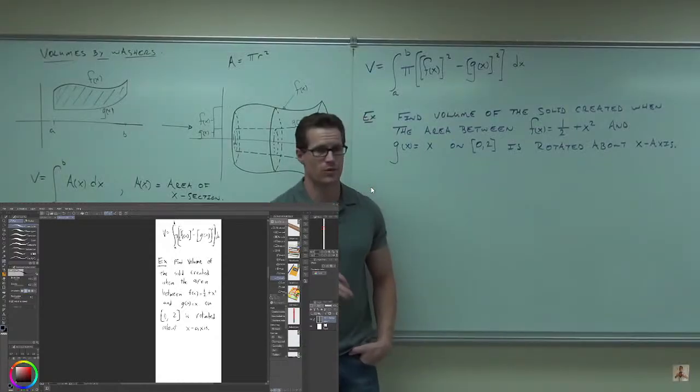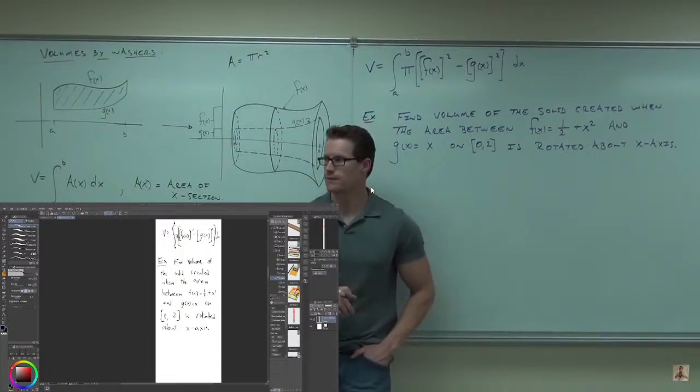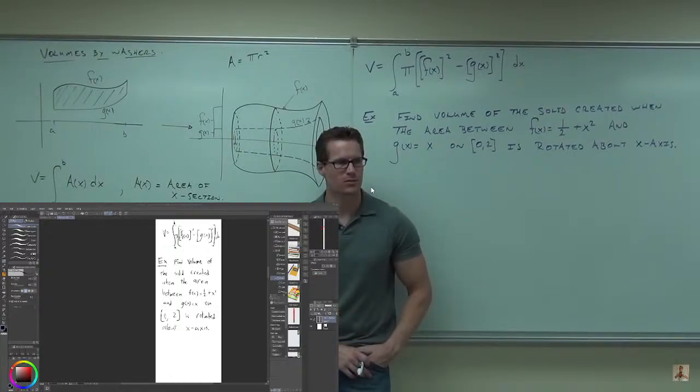Okay, now, what's important for us to know before we start this problem? Which one's on top? Why would that be important? Because the order matters. If you subtract them incorrectly, you are not going to get the right answer. You're going to get some sort of negative volume. Can things have a negative volume? No. It's crazy to think about, but no. You can't have a negative volume.